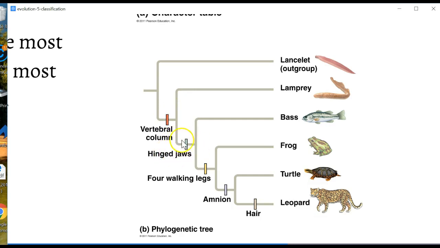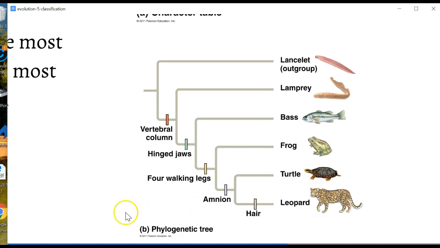So if I were to ask which organisms, according to the phylogenetic tree, have four walking legs, you would go down to this shared derived characteristic, and any creatures that come after this would share that particular trait. So the frog, the turtle, and the leopard, their ancestor all had four walking legs.